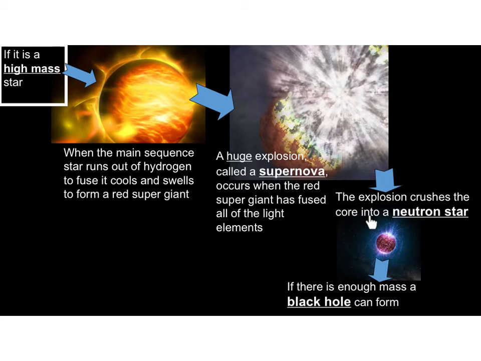Right, so after the supernova, the core crushes basically to become a neutron star, which is extremely dense. Okay, if there's enough mass, that neutron star will continue collapsing until it becomes a black hole, which is extremely dense, even more dense than a neutron star.